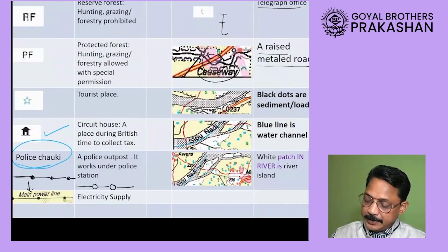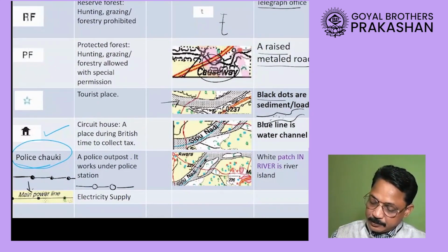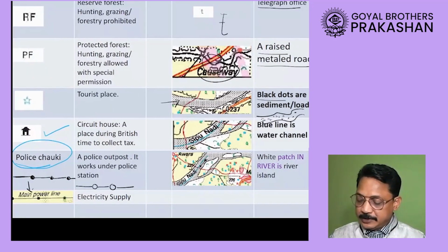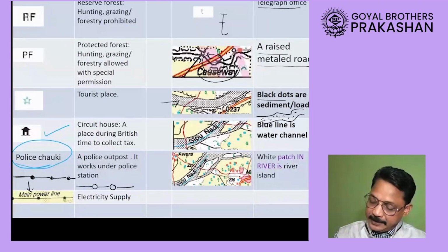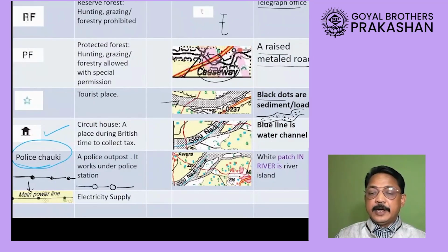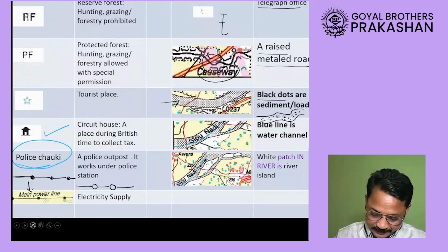The next symbol, dear student, you find black color dots here, inside the two black lines. So this is nothing but a river which has no water in it. So it is a dry river bed, and inside this dry river bed, these black color dots indicate the sediment, which is basically the stone and the sand brought by the river.